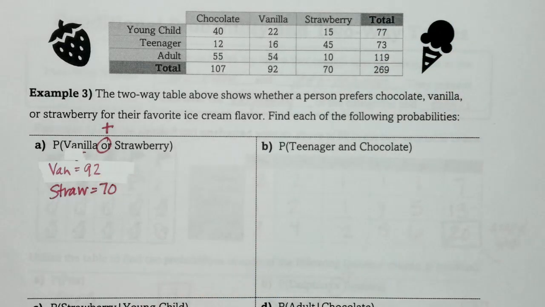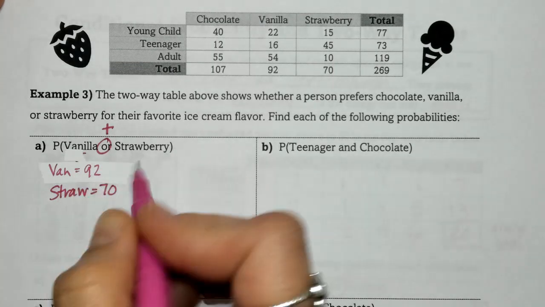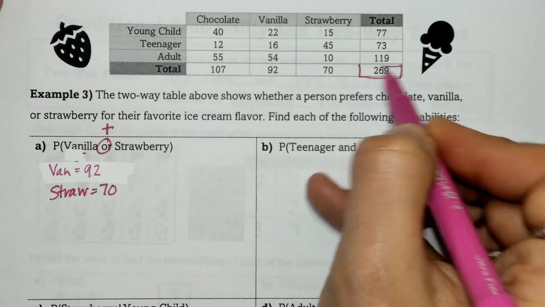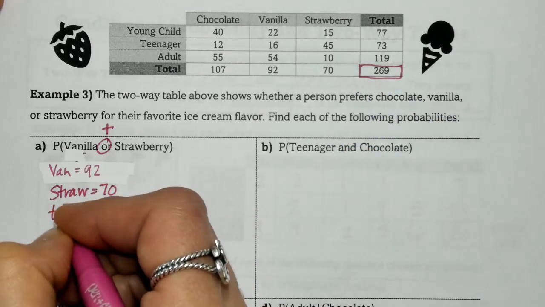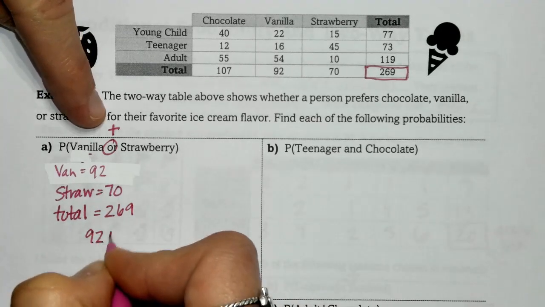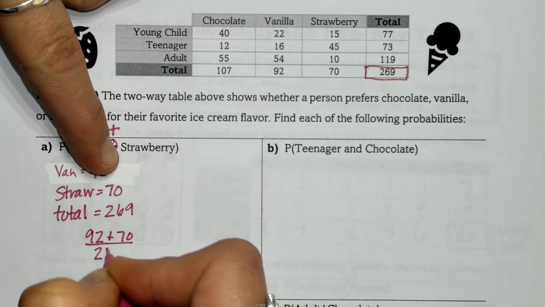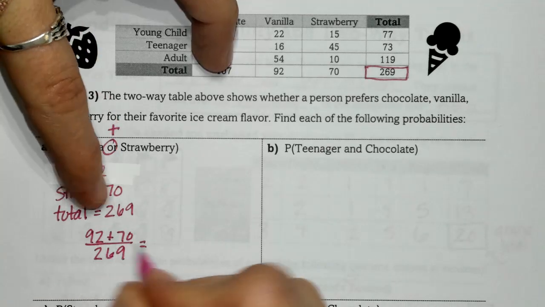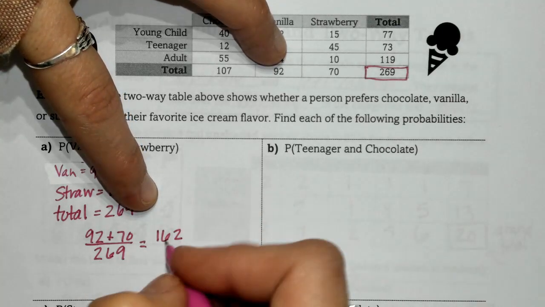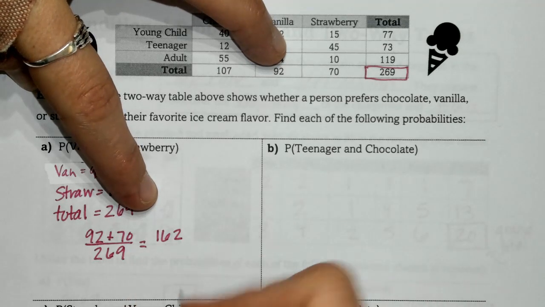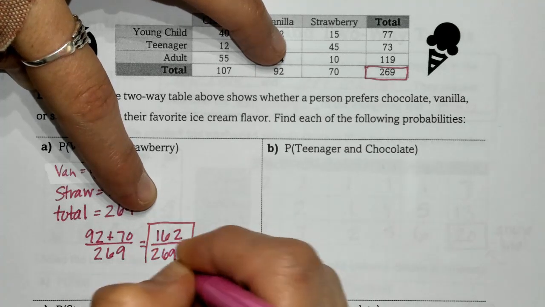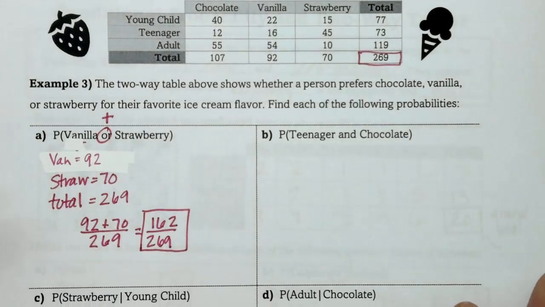Now, we want to add these together out of our grand total. Remember, unless we have that given line, we're doing this out of the grand total, which here will be 269. So we take our 92 plus our 70 over the grand total. We're going to get 162 over 269. If you put it in the calculator, it will be completely simplified.